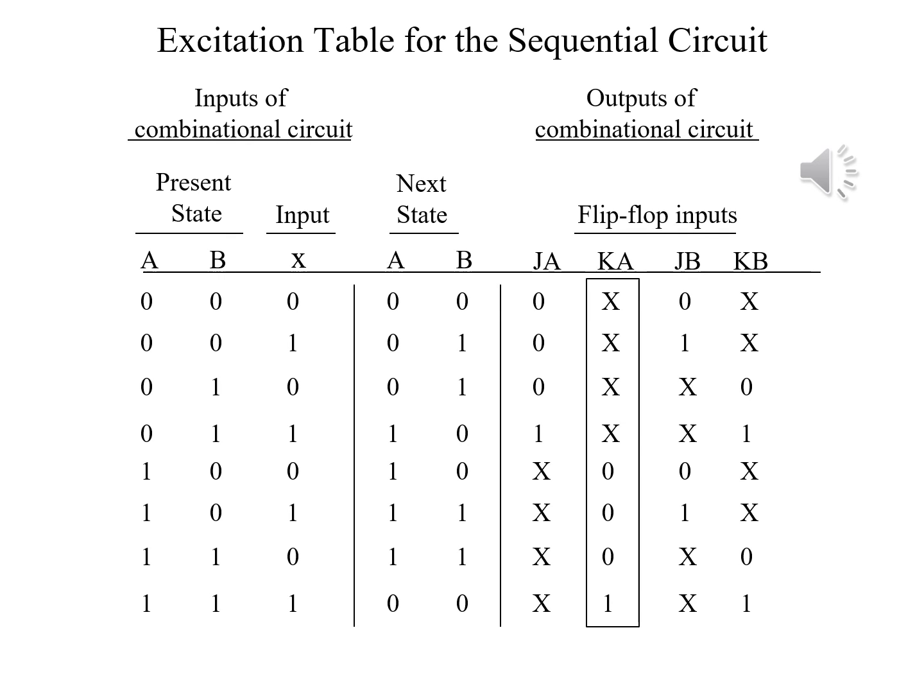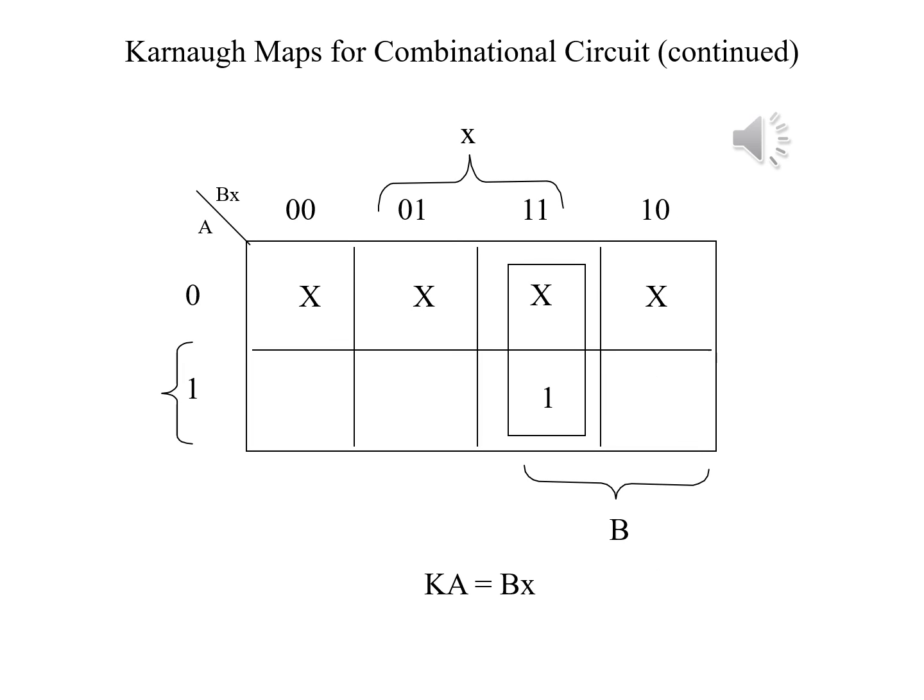Here we see that the one place where KA is 1 is for A and B both being 1 and X being 1. All 4 cases where A is 0 are the don't care conditions here. In the Karnaugh map for KA, we see that KA will equal B at time t ANDed with X, the same thing as we had for JA, coincidentally.